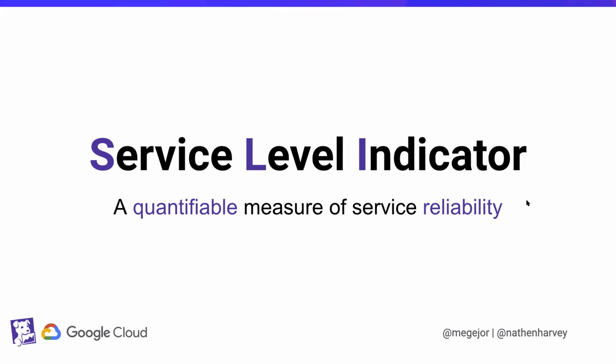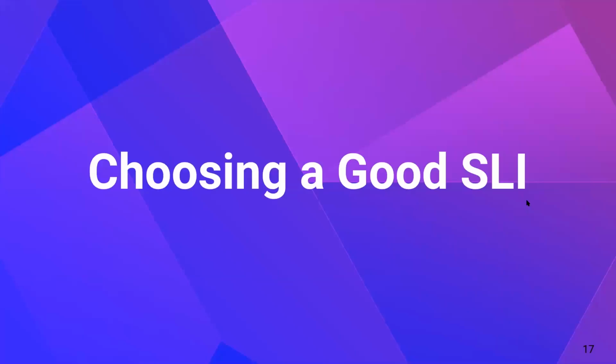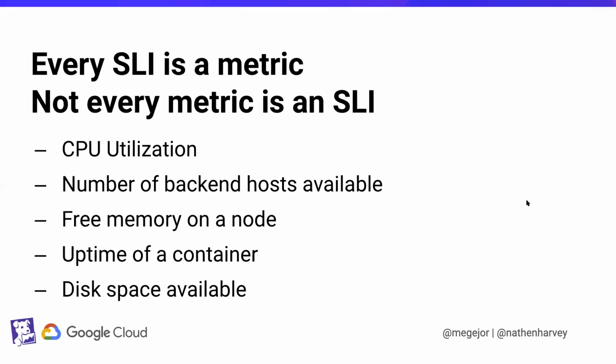Now, an SLI is a quantifiable measure of service reliability. Remember, I talked about the error budget being a principled way to make prioritization decisions. All of this has to be based on real data. You can't make an error budget or set a service level indicator based on how someone feels. It has to be something that we can actually measure. So it is a quantifiable measure of service reliability. It's a metric. So how do you go about choosing a good SLI? Well, every SLI is a metric, but not every metric is an SLI.